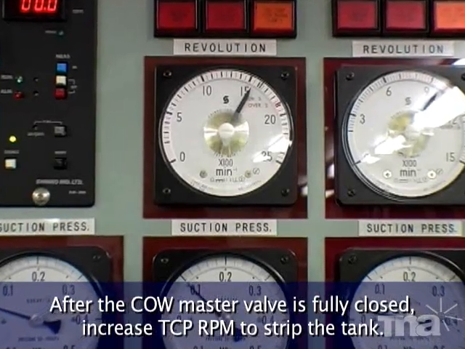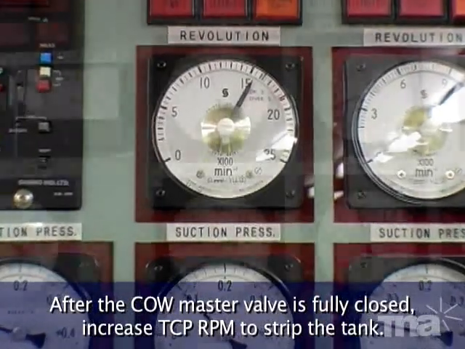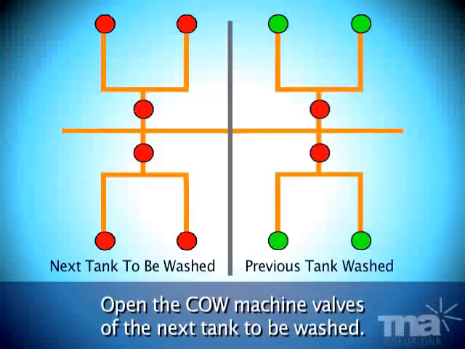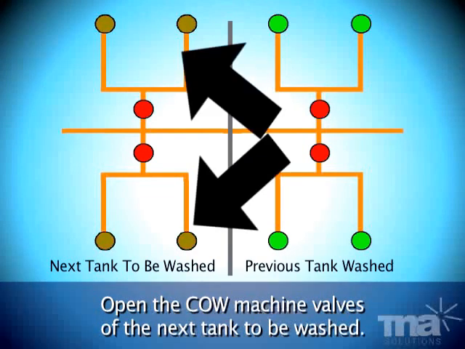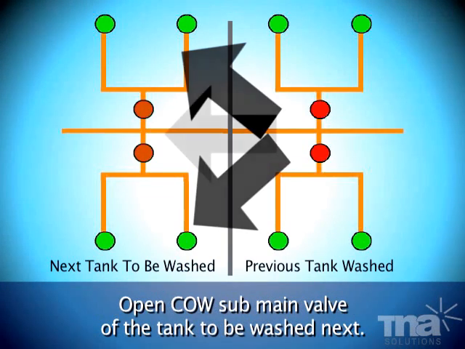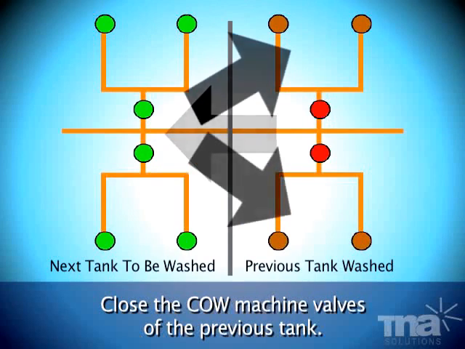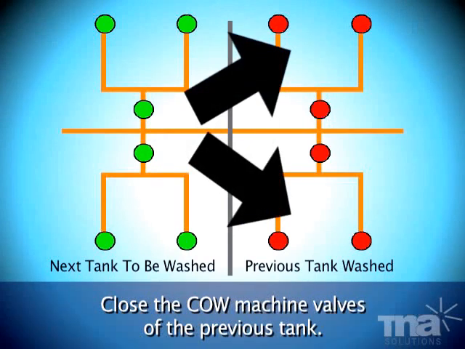After the COW master valve is fully closed, increase TCP RPM to strip the tank. Open the COW machine valves of the next tank to be washed. Open the COW sub-main valve of the tank to be washed next. Close the COW machine valves of the previous tank.